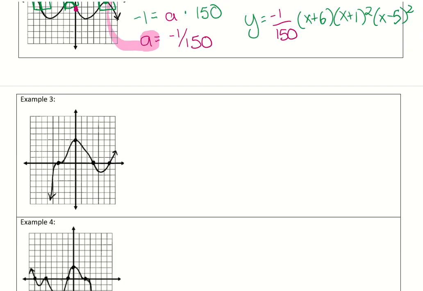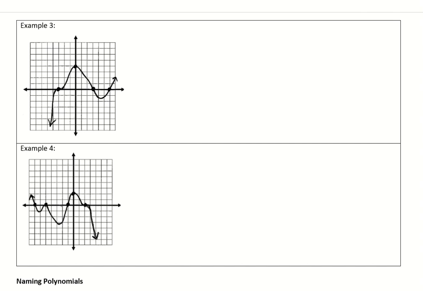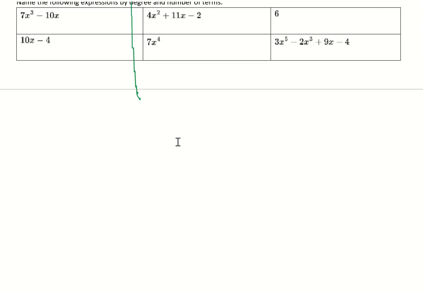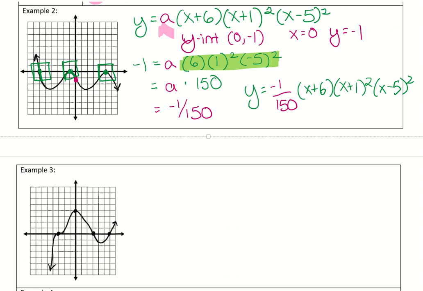All right, so moving on to the next 2 examples, here's example 3. We're going to start by writing y equals, and then our placeholder a. Sorry, y'all, I'm having a rough time. Here we go. All right, that jumped me back up.